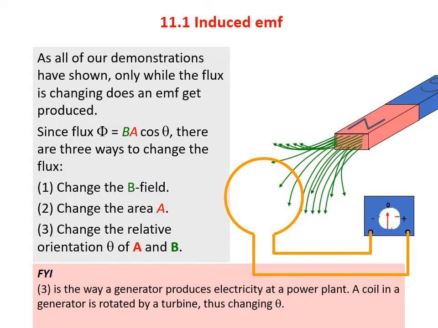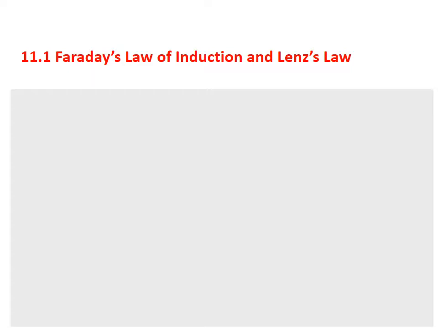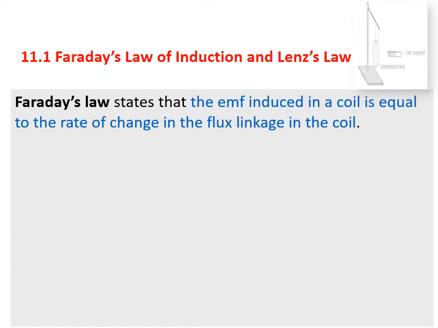Number 3 is the way a generator produces electricity at a power plant. A coil in a generator is rotated by a turbine, thus changing the angle. You change the orientation between the direction of your area and the B field. That induces EMF. Here we are, the big equation in all of this, Faraday's law of induction and Lenz's law.